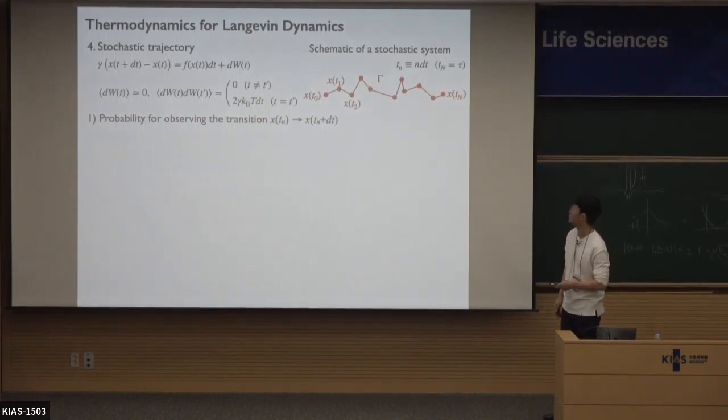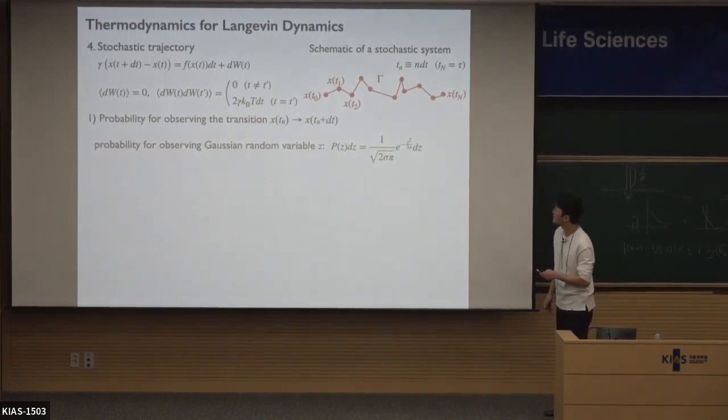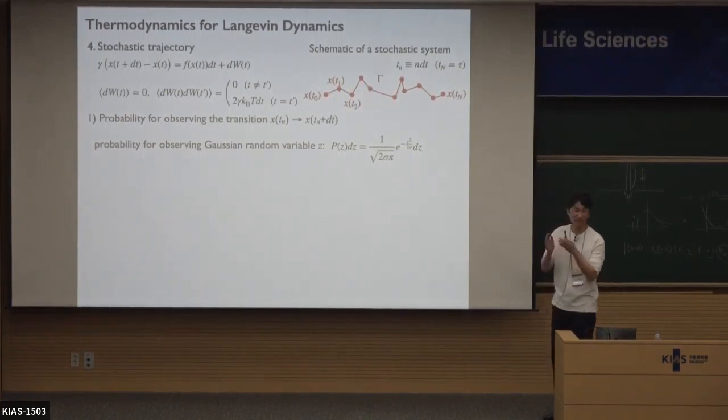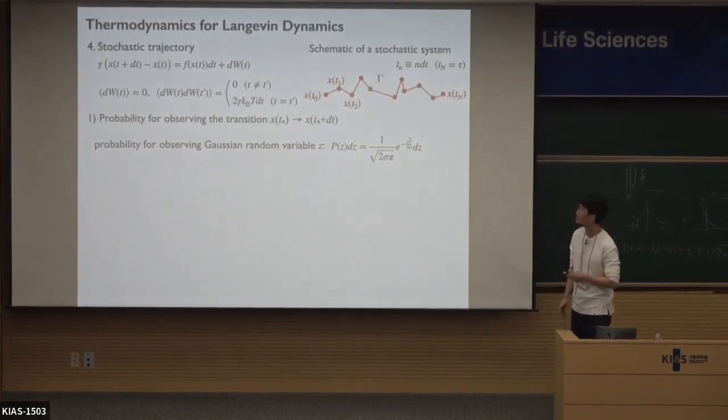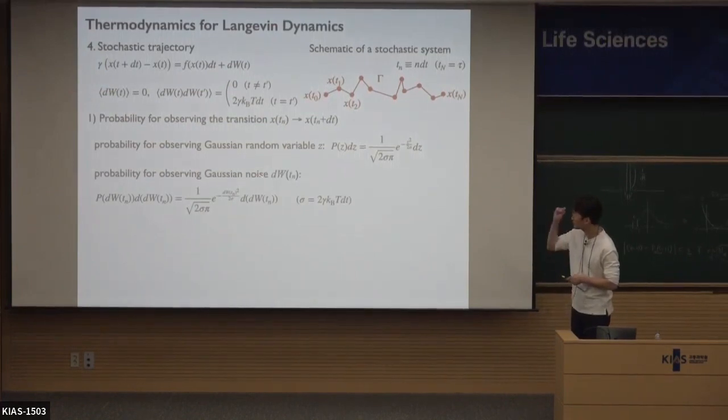So how to calculate it? Before estimating this probability, let us first look at the meaning of a Gaussian random variable. Let's say that Z is a Gaussian random variable, then the probability for observing this Z is simply given by this Gaussian distribution. This is the meaning of a Gaussian random variable, right? Because dW is actually Gaussian white noise, it means that dW is also a Gaussian random variable. So the probability for observing a single dW is simply given by this same Gaussian distribution.